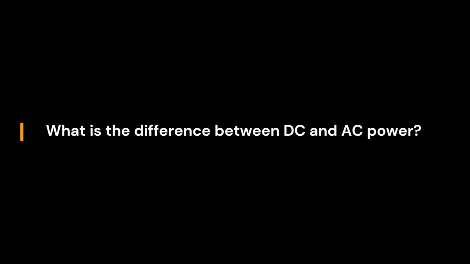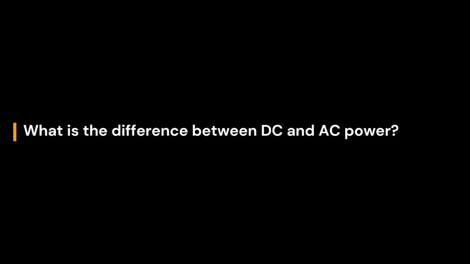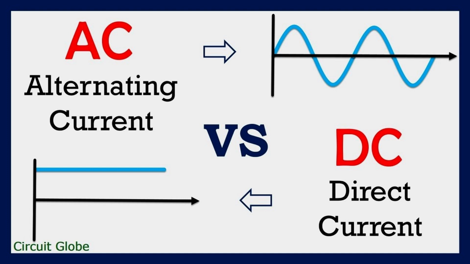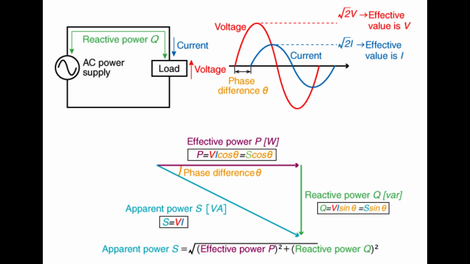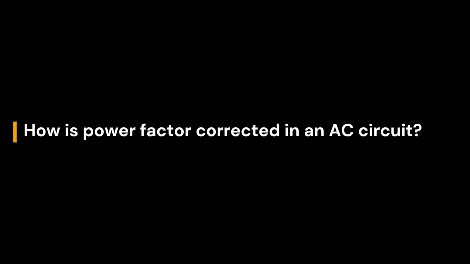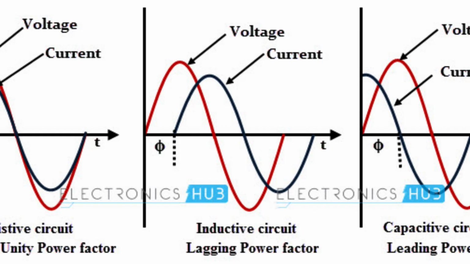What is the difference between DC and AC power? DC power is direct current, which flows in one direction, while AC power is alternating current, which changes direction regularly. How is power factor corrected in an AC circuit? Power factor can be corrected by adding a capacitor in parallel with the load.